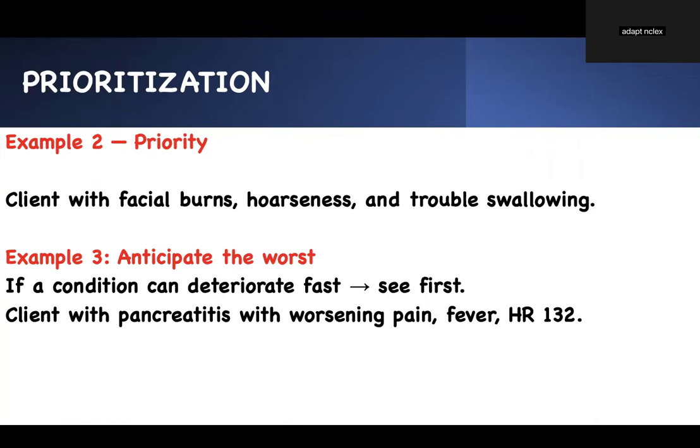Bronchitis patient, I don't expect you to have fever. I don't expect your heart rate to be 132, and your abdominal pain is worsening. Condition is going down the tube. We got to do something, intervene. And this is the patient you want to touch.